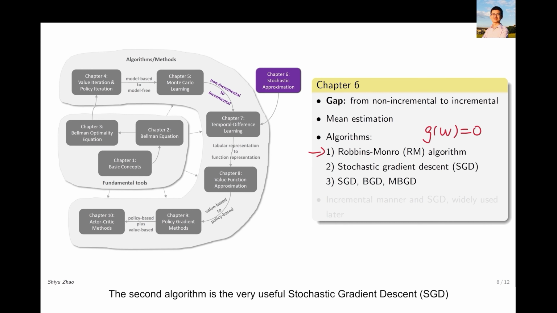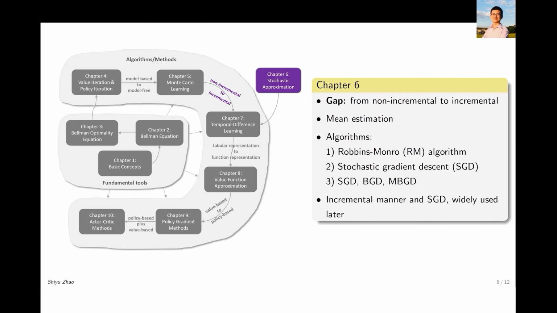The second algorithm is the very useful stochastic gradient descent, SGD, which has widespread applications not only in reinforcement learning but also across various other fields of machine learning. We provide an extensive analysis of SGD and also point out that it is a special case of the RM algorithm. Additionally, we compare SGD with batch gradient descent and mini-batch gradient descent.